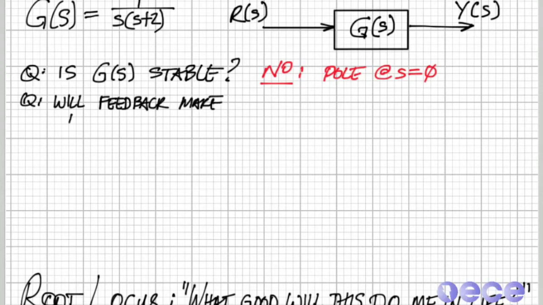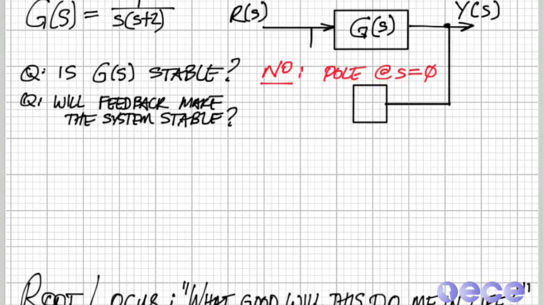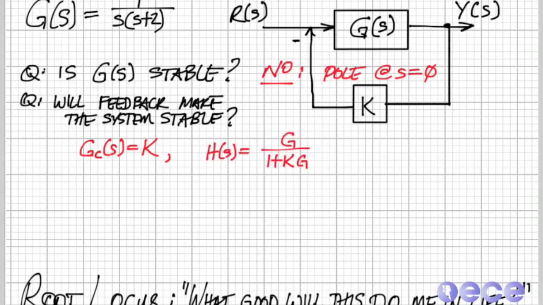So will feedback make this plant stable? That is, can I stabilize the system with feedback? I want to put a K right here and see whether the system is going to obey me, do what I want it to do, however you want to think about this. In order to make this happen, I'm going to choose just a controller equal to K. My closed loop transfer function H(s) will be G over 1 plus K times G, or 1 over delta(s).